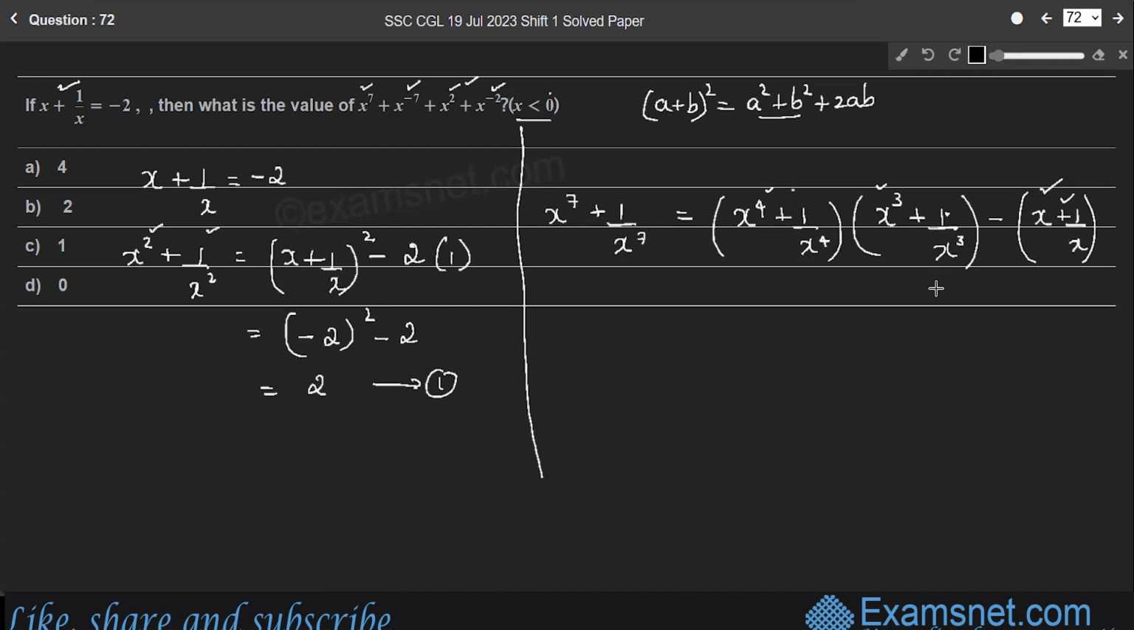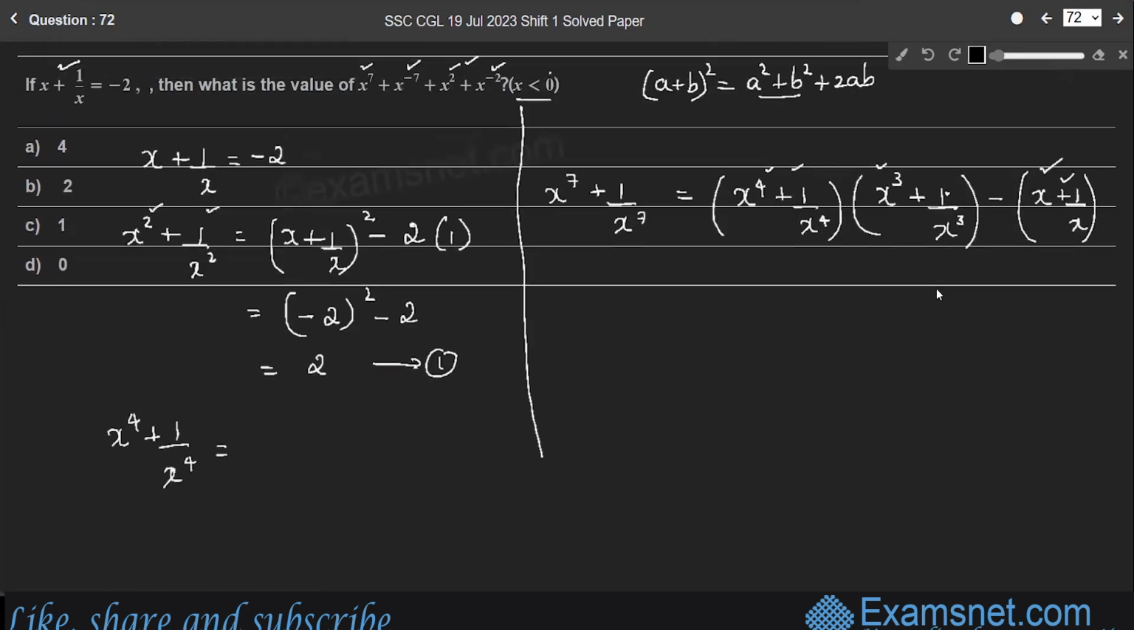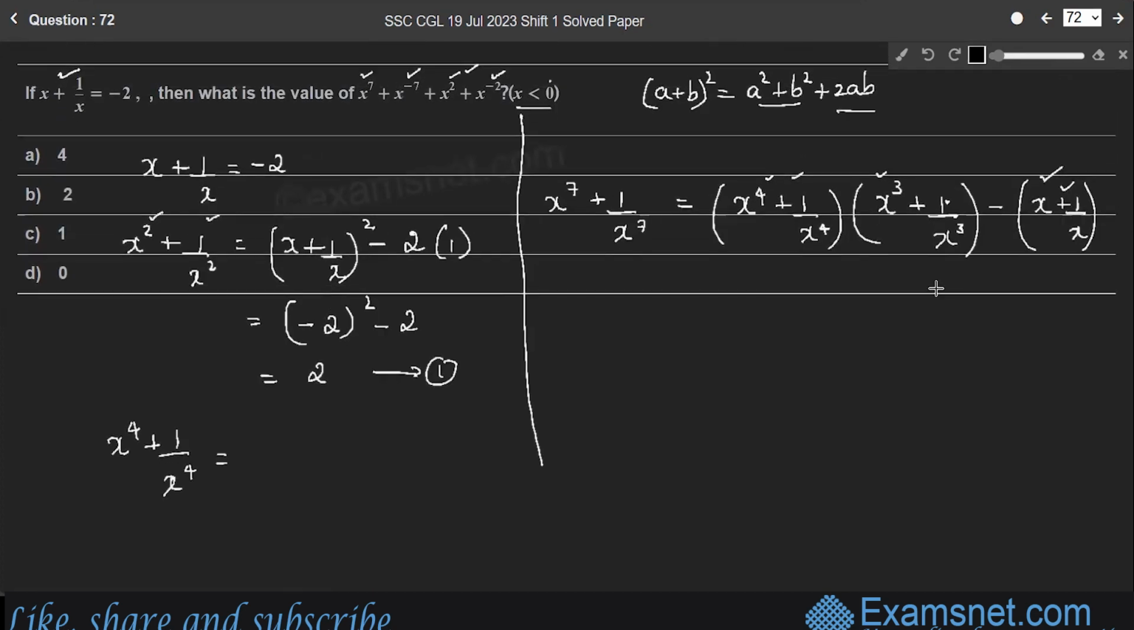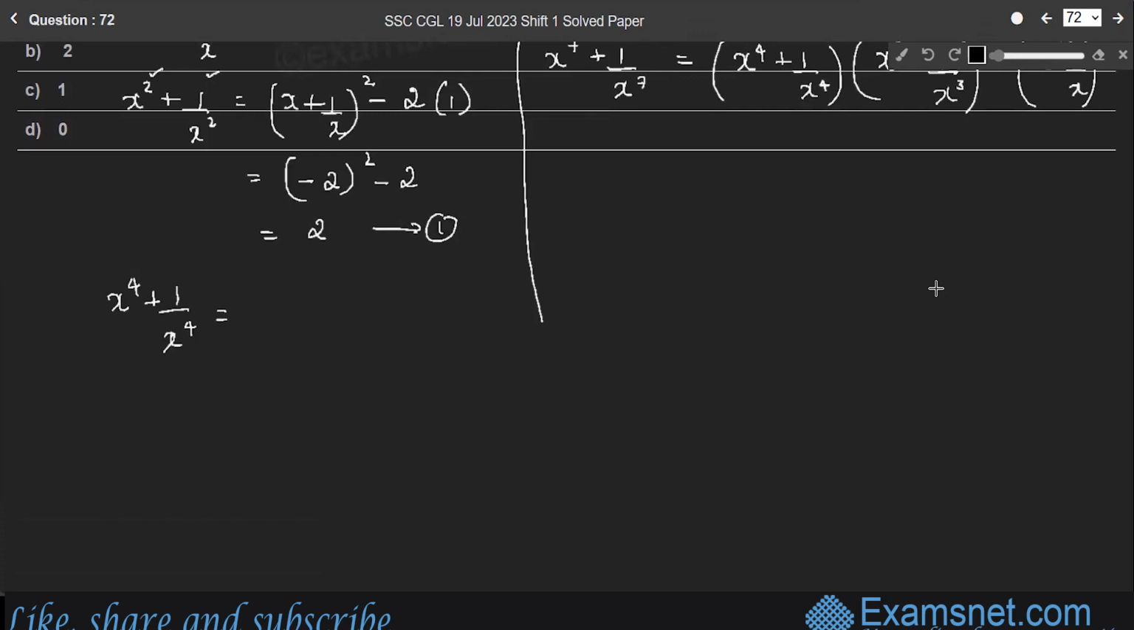For that, we need x raised to 4 plus 1 by x raised to 4. So let us go for x raised to 4 plus 1 by x raised to 4. Apply the same formula of a plus b whole square. So a square plus b square becomes a plus b whole square minus 2ab. Here a is x square and b is 1 by x square, the whole square minus 2 into ab. So a into b becomes 1 here.